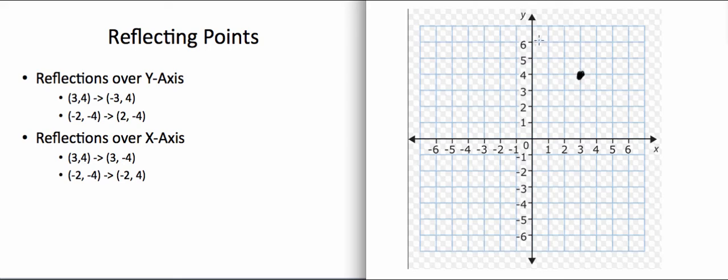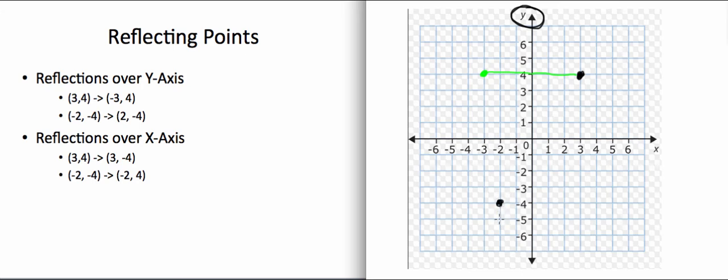A reflection over the y-axis means we're going to take our point and reflect it, in this case, to the left. Since it's 3 spots to the right of the axis, it becomes 3 spots to the left of the axis. This original point we said was 3, 4. We now see that the x value of the point is the only thing that changes, so it becomes -3, 4.